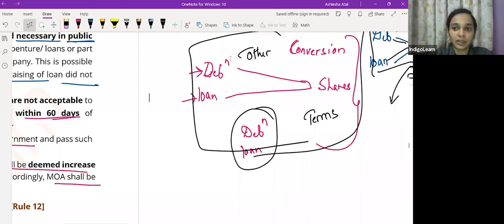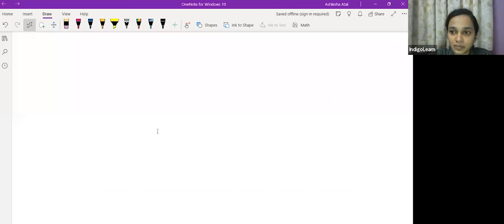Okay. So the next section talks about issue of bonus shares. Can someone tell me what bonus shares are? Ma'am, issue of additional shares free of cost to the existing shareholders. Okay. So basically, you're not charging anything from the shareholders when you are issuing bonus shares to them.